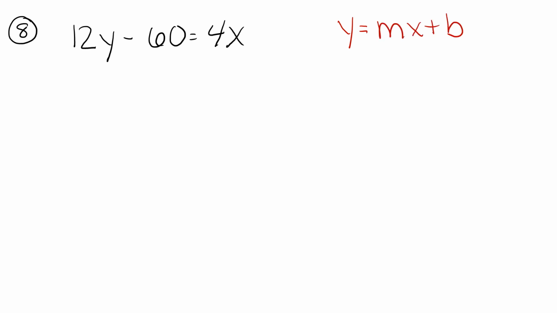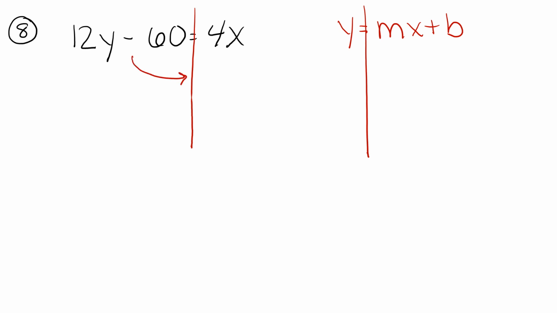For number 8, we have the equation 12y minus 60 equals 4x. And again, we're comparing it to slope-intercept form, which is y equals mx plus b. Remember, y is completely by itself on the left-hand side, the mx is in the middle, and the plus b is at the end. Now, when it comes to rewriting our equation, the 4x is in the correct location because it's on the right-hand side in the middle. We need to move the minus 60 to the very end.